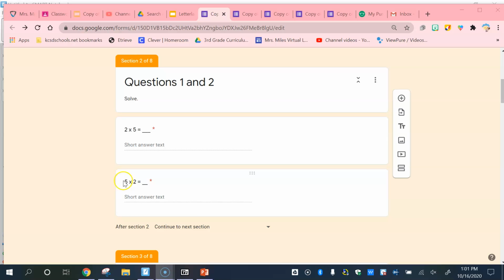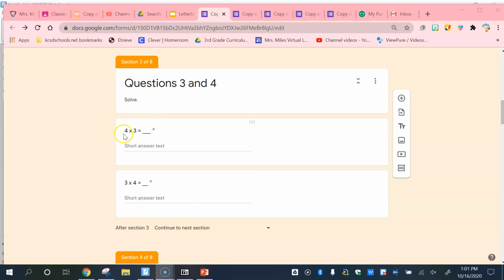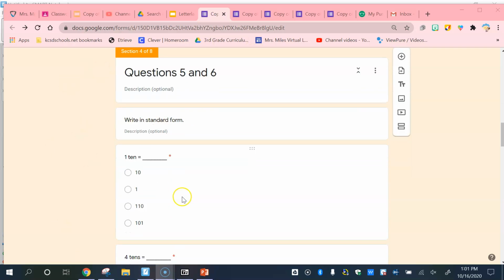Now look right here. This is 5 times 2. If we have 2 times 5 and just switch them, remember our commutative property we talked about this week. It's the same answer, 10. Same thing right here. We'll skip count by 4 3 times, 4, 8, 12. And we get the same answer for both of them.